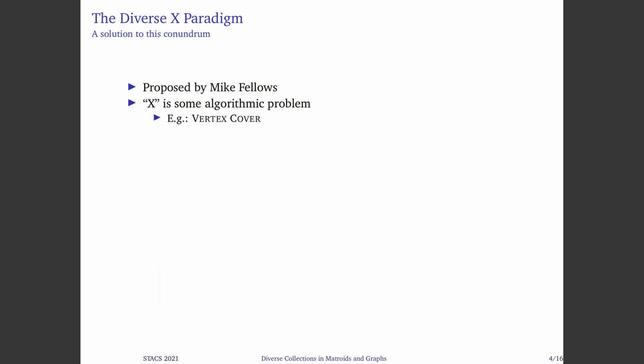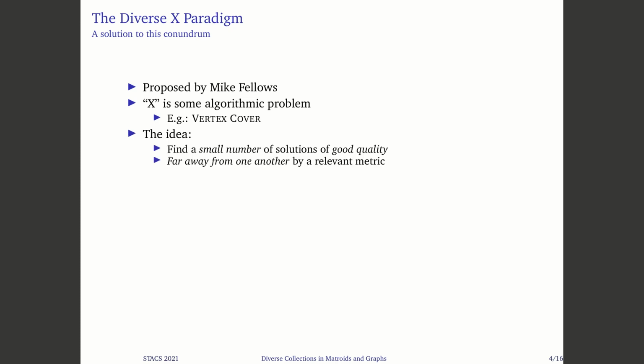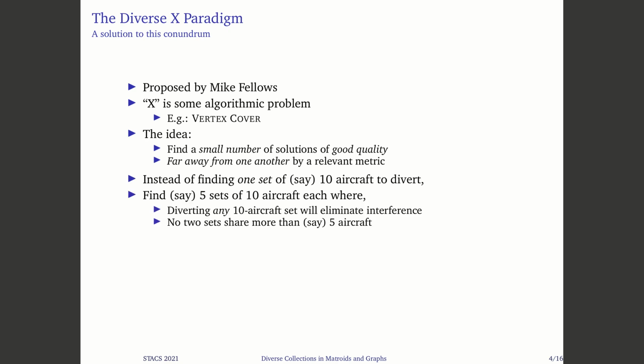So what is the diverse X paradigm? This is a solution to this kind of a problem. The idea was proposed by Mike Fellows, and in this the letter X stands for some algorithmic problem such as vertex cover. And the idea is to find, instead of one best solution, a small number of solutions of good quality, such that any pair of these solutions are far away from one another by a relevant metric.